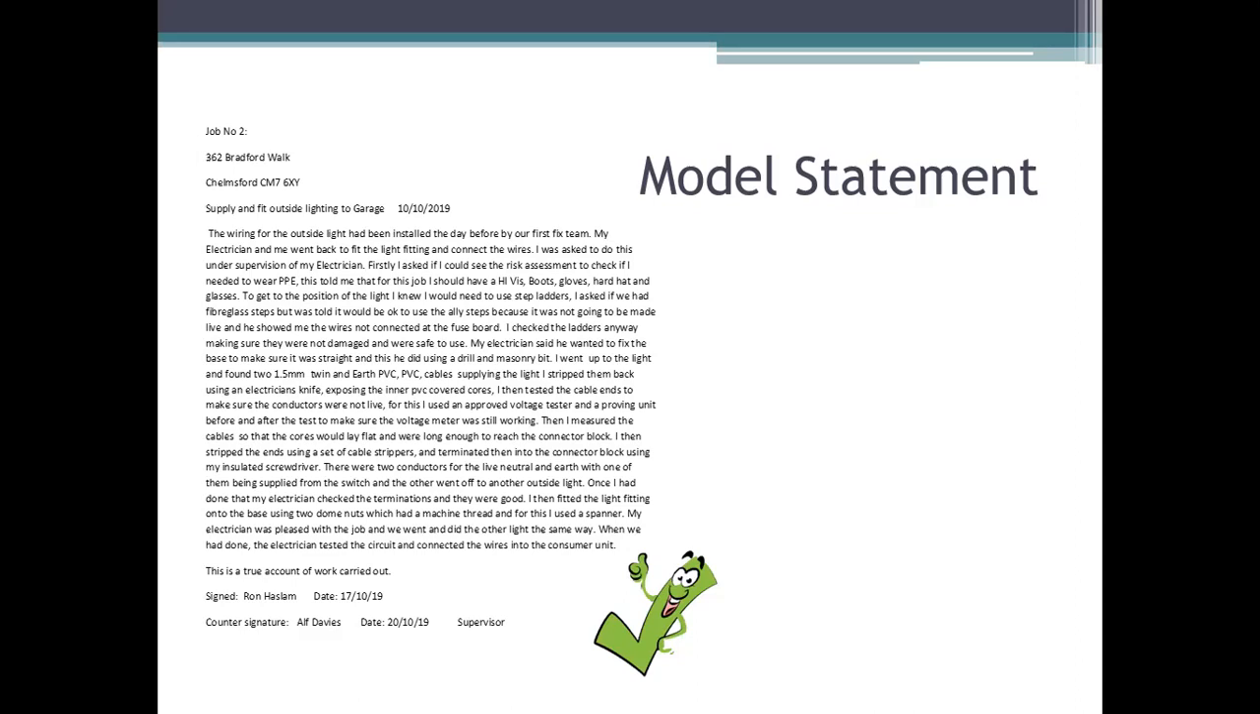My electrician said he wanted to fix the base to make sure it was straight, and this he did using a drill and masonry bit. So that's his evidence, that's not yours. You're not claiming to have used the masonry bit. I went up to the light and found two 1.5mm twin and earth PVC cables. So now you can reference the criteria for one of your cable types, twin and earth PVC.